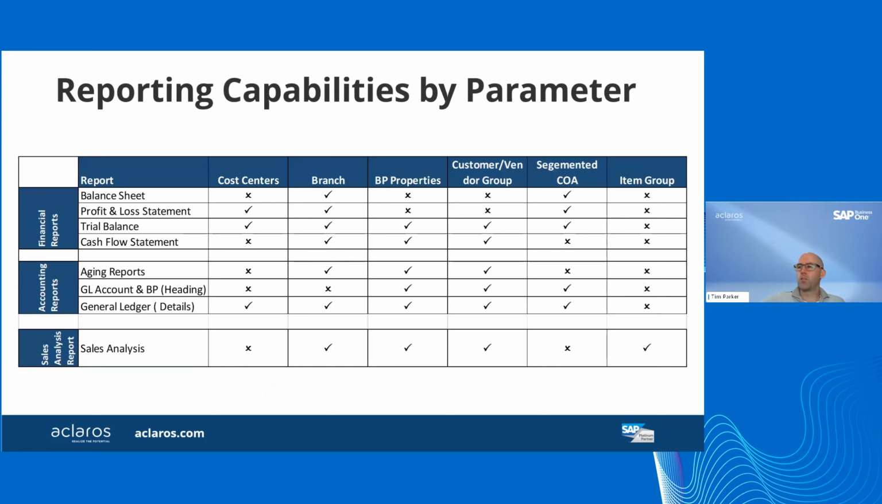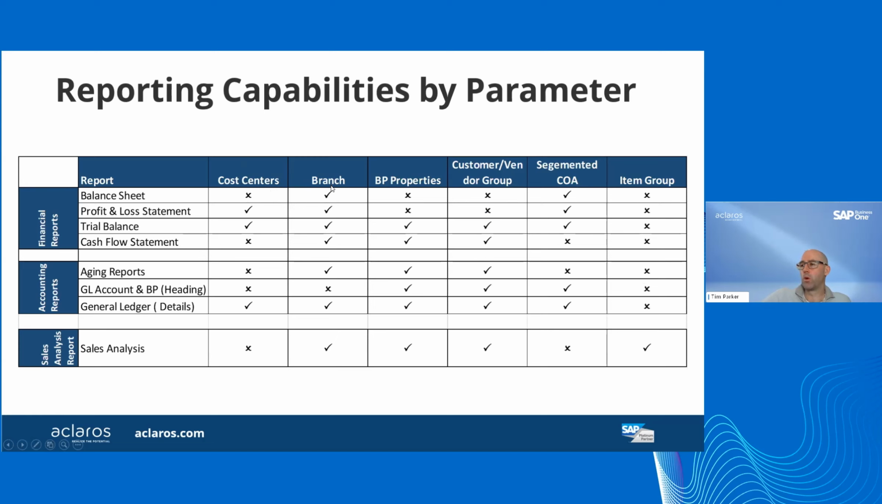Okay, this is just a reporting matrix that I created. It illustrates the reporting capabilities of certain parameters and any limitations you might have. Like I was mentioning, maybe you've got cost centers, but now you're saying, hey, I want a balance sheet. Well, you're not going to get that by cost center at least. And maybe going to branches is worthwhile for you to do that, but maybe it's not.